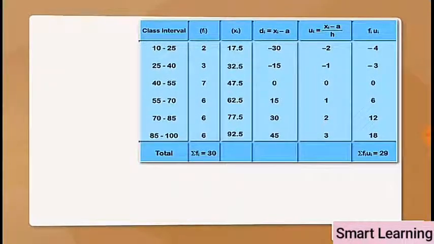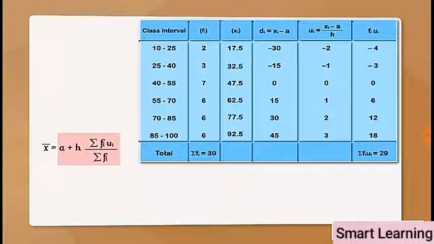Do you observe that in this table, the values in column 4 are all multiples of 15? So, if we divide the values in the entire column by 15, we would get smaller numbers to multiply with fi. So let us have a new column ui for this. The new table is like this.